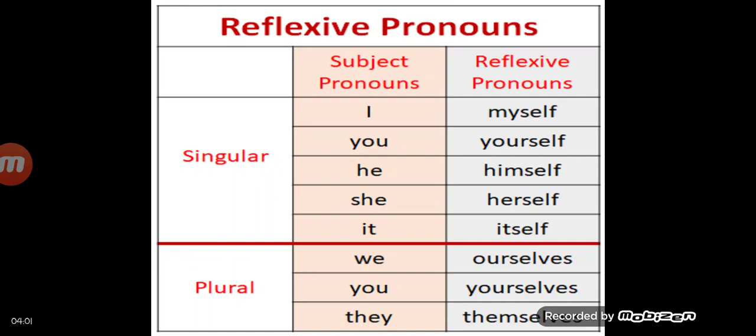For reflexive pronouns, as a subject, singular subjects I, you, he, she, and it, you can use the reflexive pronouns myself, yourself, himself, herself, and itself. If you have plural subjects, we, you, or they, you can use the reflexive pronouns ourselves, yourselves, and themselves.